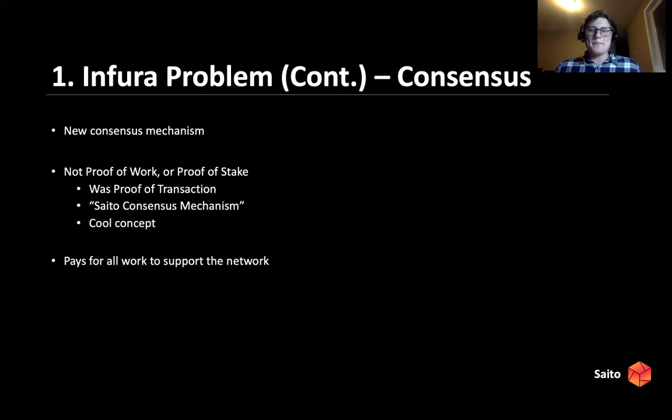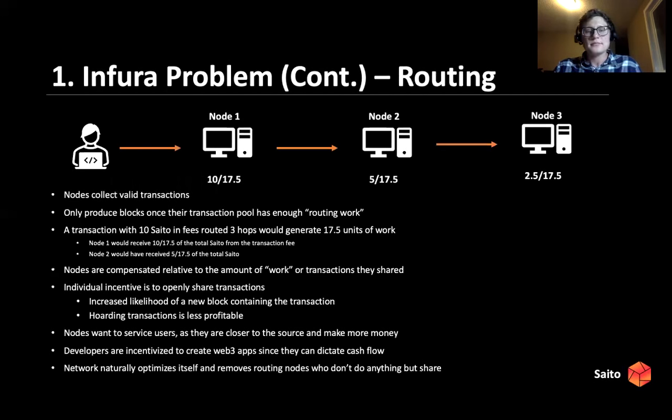So now, this consensus mechanism is different from the proof of work and proof of stake ones, because it pays for all of the work that's required to support this blockchain, rather than just adding blocks to the blockchain. There are three main components that make up the Saito consensus mechanism: an element of mining, an element of staking, and an element of routing.